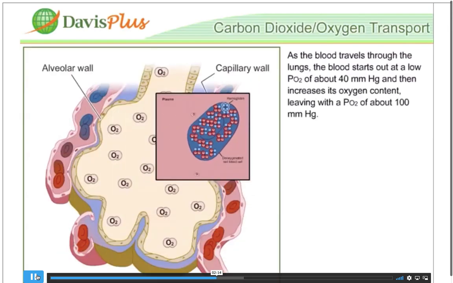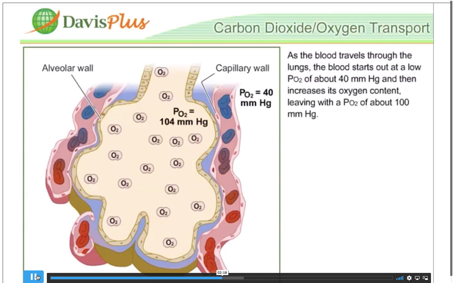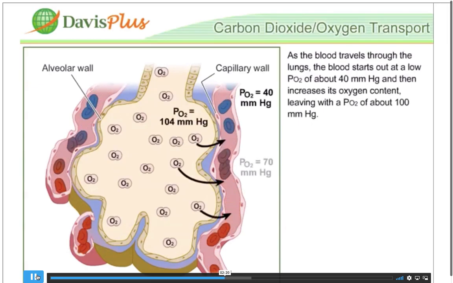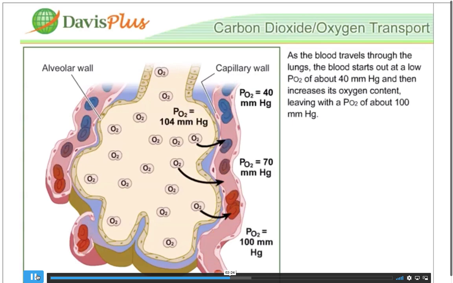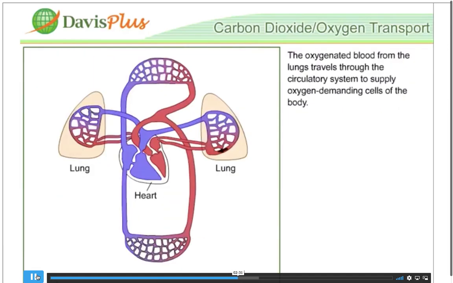As the blood travels through the lungs, the blood starts out at a low PO2 of about 40 millimeters mercury, and then increases its oxygen content, leaving with a PO2 of about 100 millimeters mercury. The oxygenated blood from the lungs travels through the circulatory system to supply oxygen-demanding cells of the body.